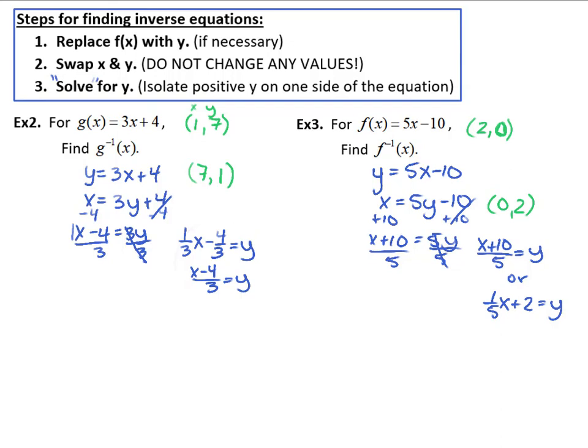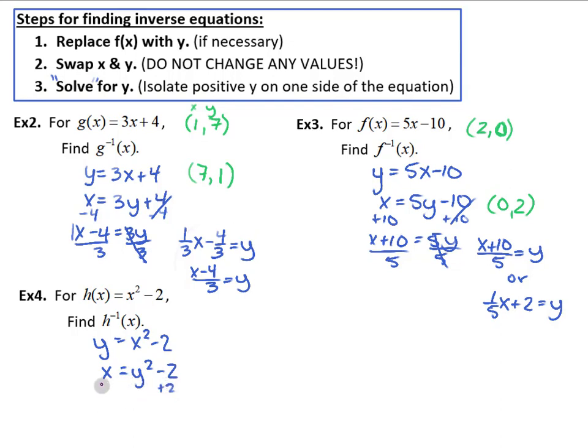Okay, let's do our last example here. This time it's giving me a slightly more difficult one to work with. We have a quadratic. But again, let's go through our steps. So we're replacing h of x with y. Swapping x and y. And then getting this y by itself, isolating y. So we're going to start by adding 2 over. x plus 2 equals y squared.